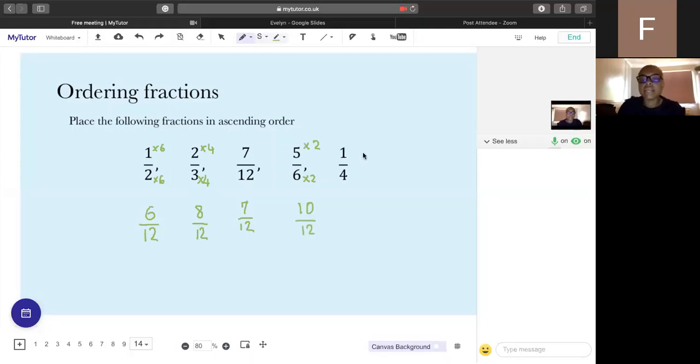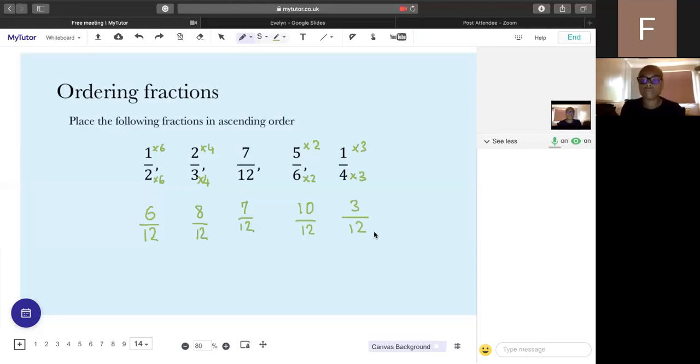And then finally, I've got a quarter. So I'm going to multiply this with 3. So I've got 3 over 12. So now I've got all of my fractions, the equivalent fractions with a common denominator, which is 12. So the last thing to do is now place it in ascending order, depending on the value of my numerators.